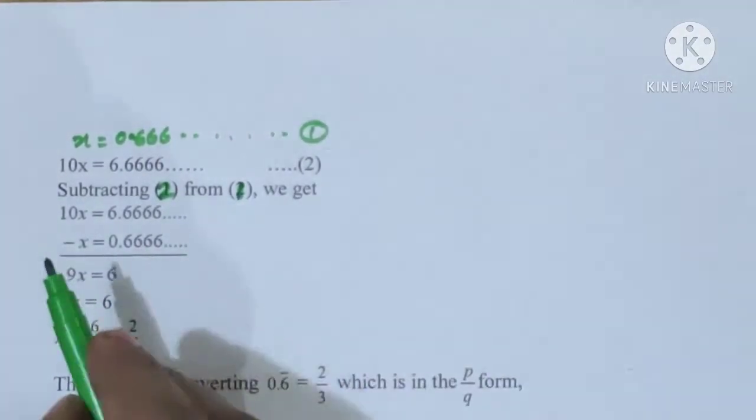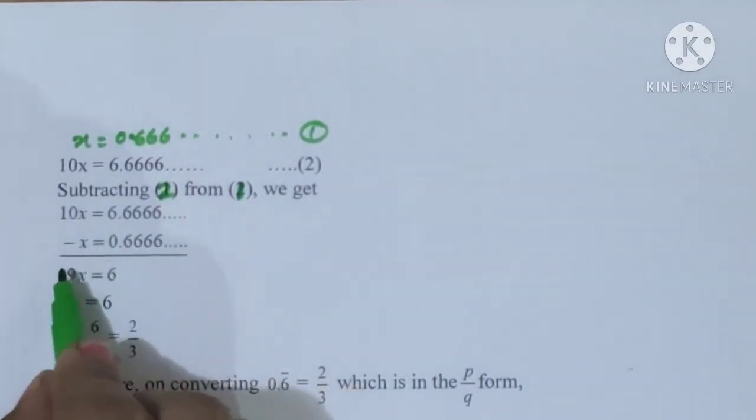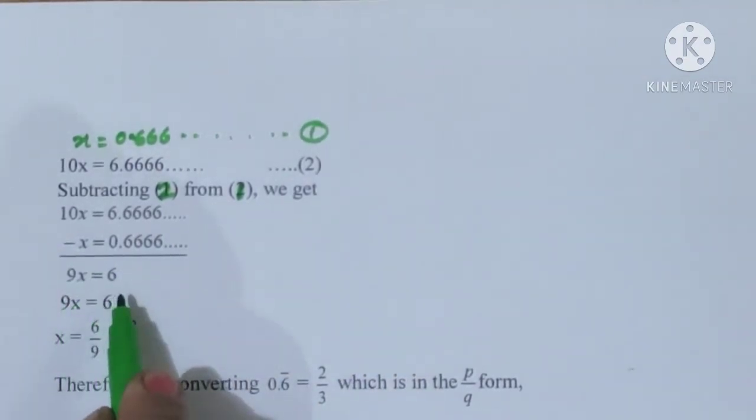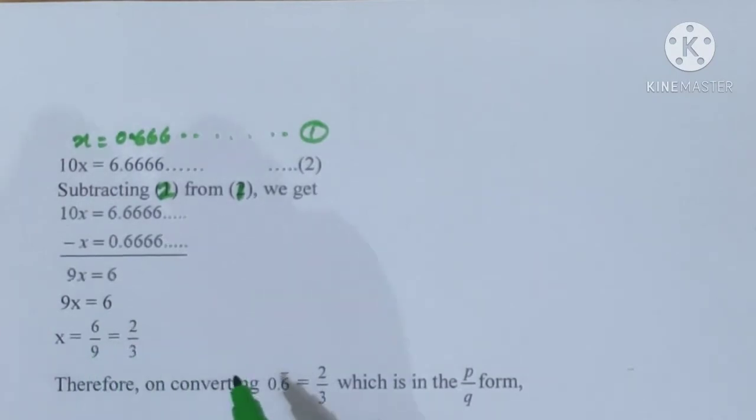Then what is that? 10x is 6.66 etc. minus x equal to 0.66 etc. That means 9x equal to 6, x equal to 6 by 9, or x equal to 2 by 3. Therefore, 0.6 bar equal to 2 by 3, which is in P by Q form. So we have expressed 0.6 bar in terms of a rational number.